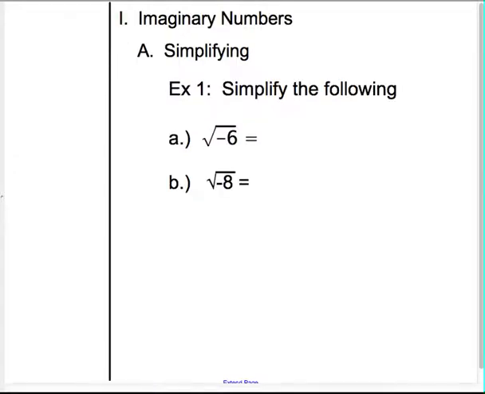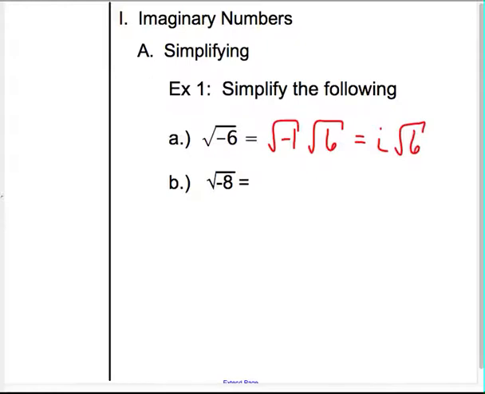All right, so we can simplify with imaginary numbers. If I have the square root of negative 6, just like when I simplify with a regular radical, I can split this up as the square root of negative 1 times the square root of positive 6. We can't simplify the square root of 6 like we would normally do, because there's no perfect square factor. I turn the square root of negative 1 into i, and then leave the square root of 6 alone.